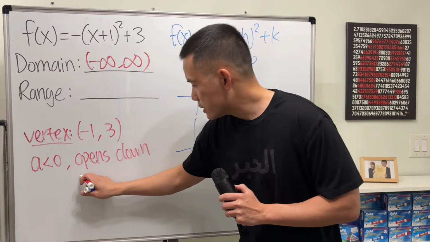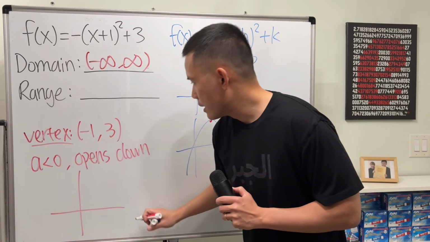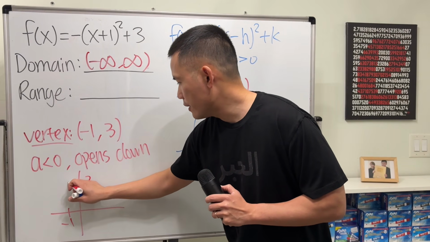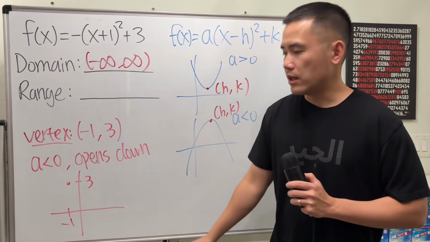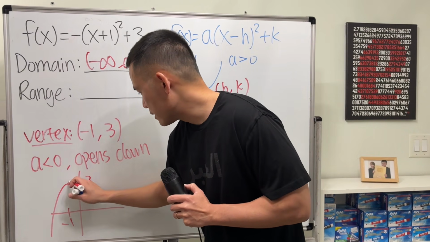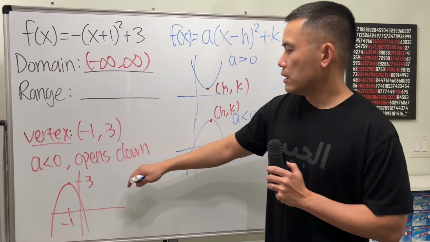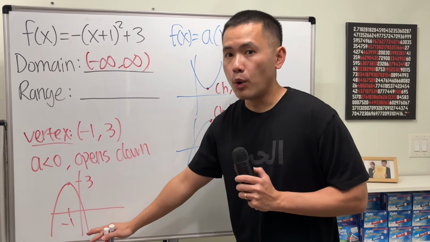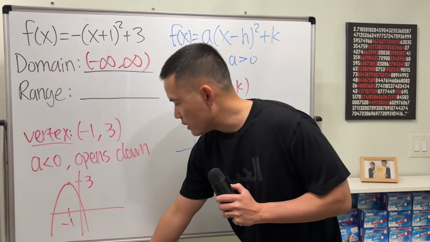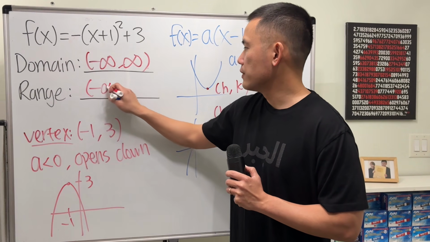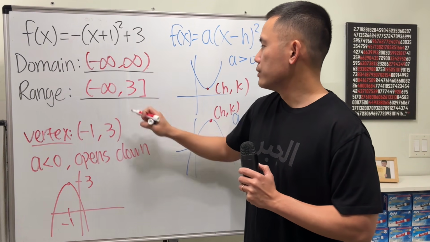So if you come up with the graph right here real quick, (negative 1, 3) is somewhere right here. And then the graph opens down, so you can make a quick sketch like this. And you will be able to see that if you look for all the possible y values, it goes from negative infinity all the way to 3 only. So we go from negative infinity to 3, including the 3 though.